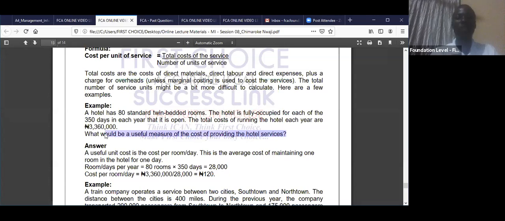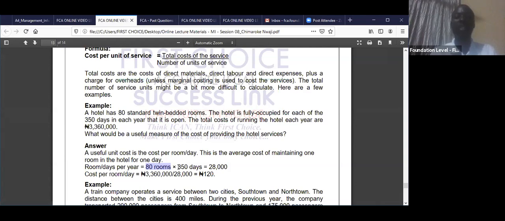So the question is, what would be a useful measure of the cost of providing the hotel services? The useful measure is unit cost. It is the cost per room per day. They say this is the average cost of maintaining one room in a day. So you see that the rooms per day, we have 80 rooms in one day. That's fine. It's as good as saying you have produced 80 goods per day.